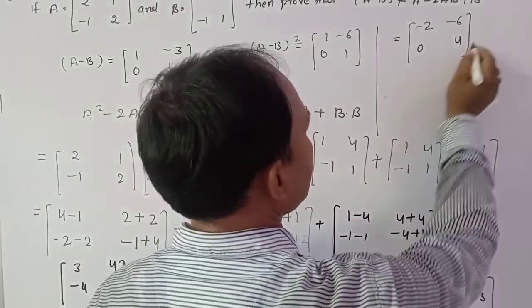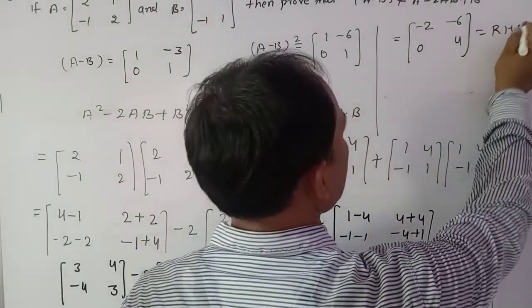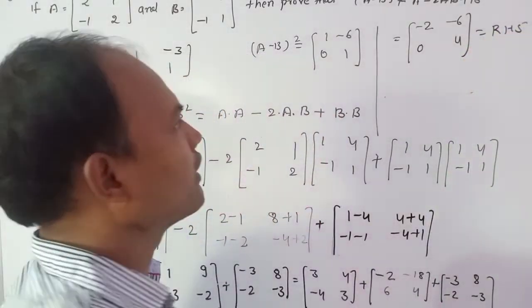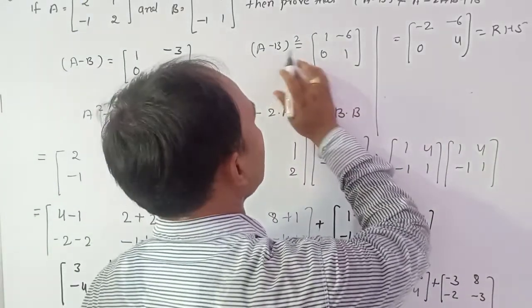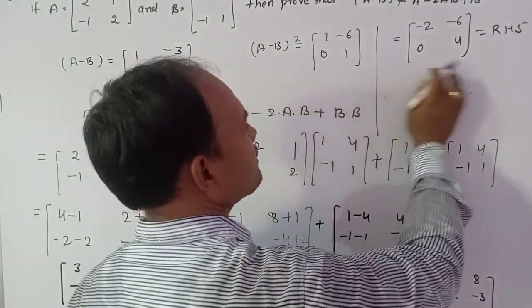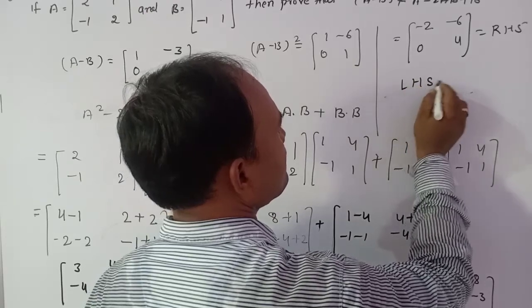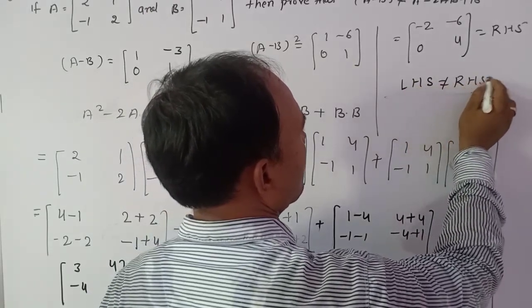So we can say that this is the RHS, students. This is the RHS, and we can say that this is the LHS. This is the LHS and this is the RHS. We can say that LHS is not equal to RHS.